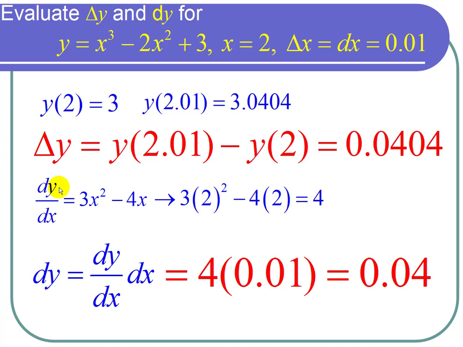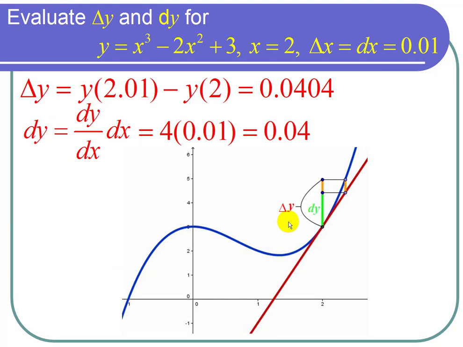If we look at a picture, the delta y is the actual change in y. So if I start from this point here at 2, and then I move along the curve, and I land at our new point at y of 2.01, then our delta y is going to be the vertical distance between those 2 points.